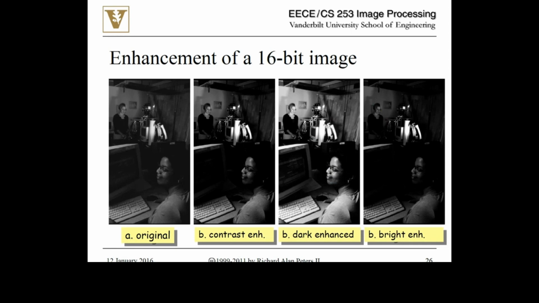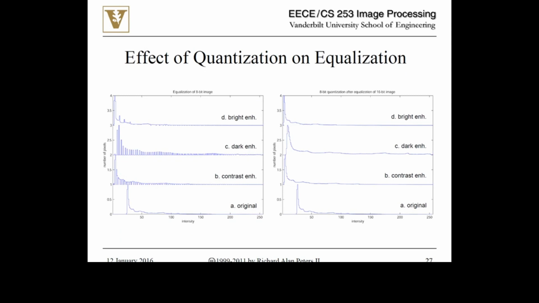Now let's do it with 16 bits. Do you see it? We cannot see almost any difference between working with 8-bit images or 16-bit images. Let us look at the histograms. We have the original, and this is with 8 bits. The equalization itself here is performed with 16 bits, and then you quantize it again with 8 bits.